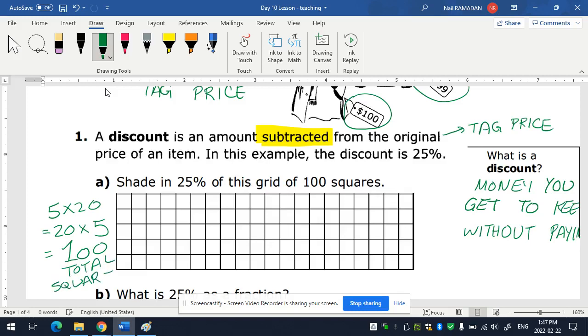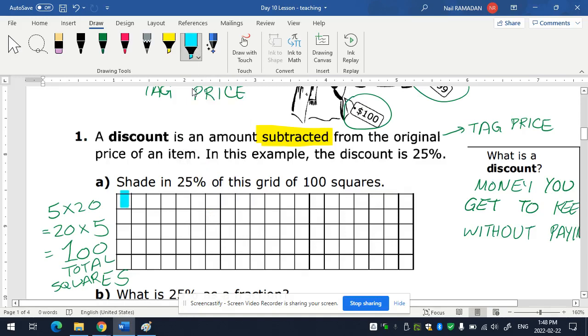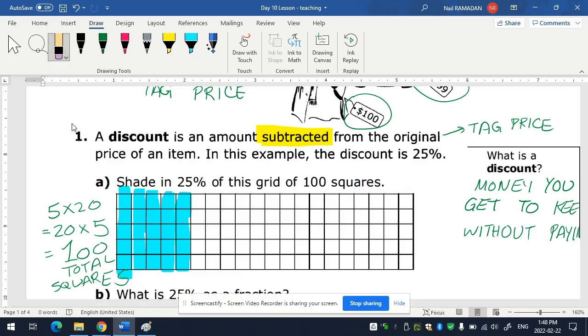Okay. Now, obviously, you can shade in 25 of those boxes in any way you want, but there's always an easier way than others. So let's go with blue. Probably the easiest way would be to take care of those 5. Just don't color outside the line. Take care of those 5. Take care of those 5. And take care of those 5. That is 25. And I'm going to clean it up just a little bit. I believe I can clean it with the pointer. Ah, yes.